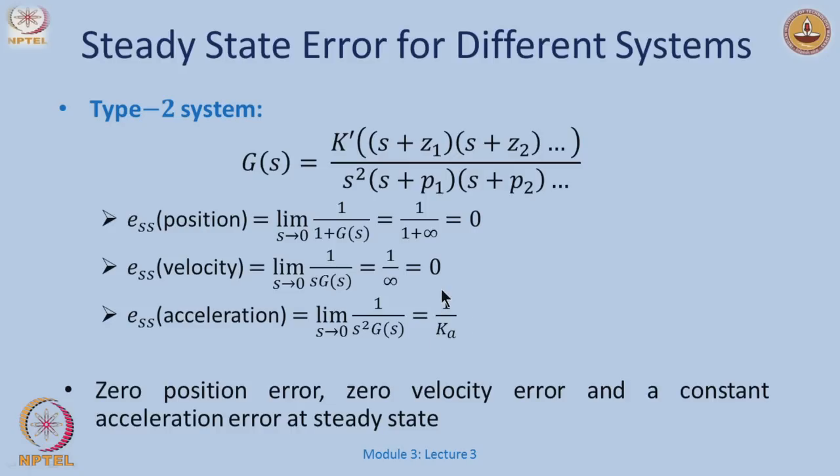So, I could summarize by saying that if I take a type 2 system and ask it to track a position or a step, it will track it perfectly. There will be no steady state error. If I ask it to track a ramp, it will also do it perfectly. If I ask it to track a parabolic signal, it will do it, but there will actually be a small error determined by this acceleration error constant.